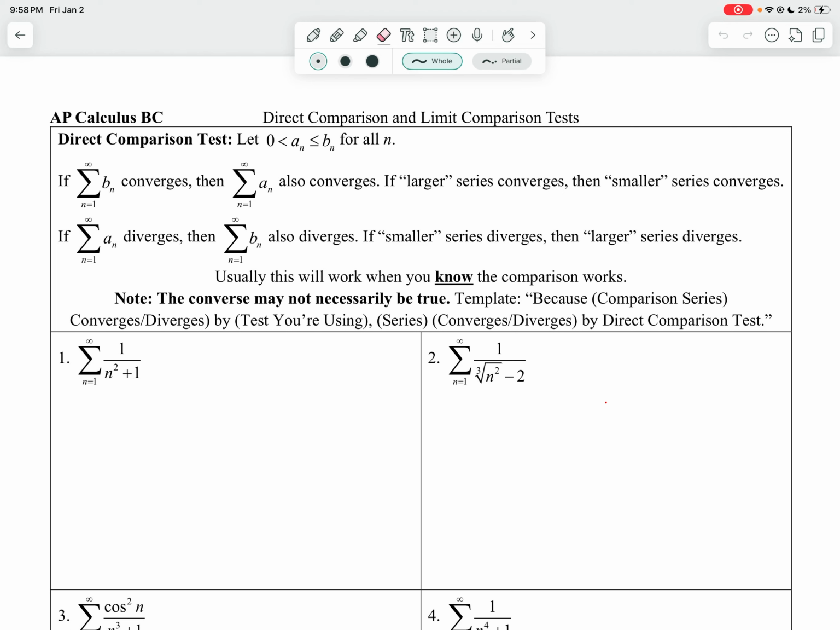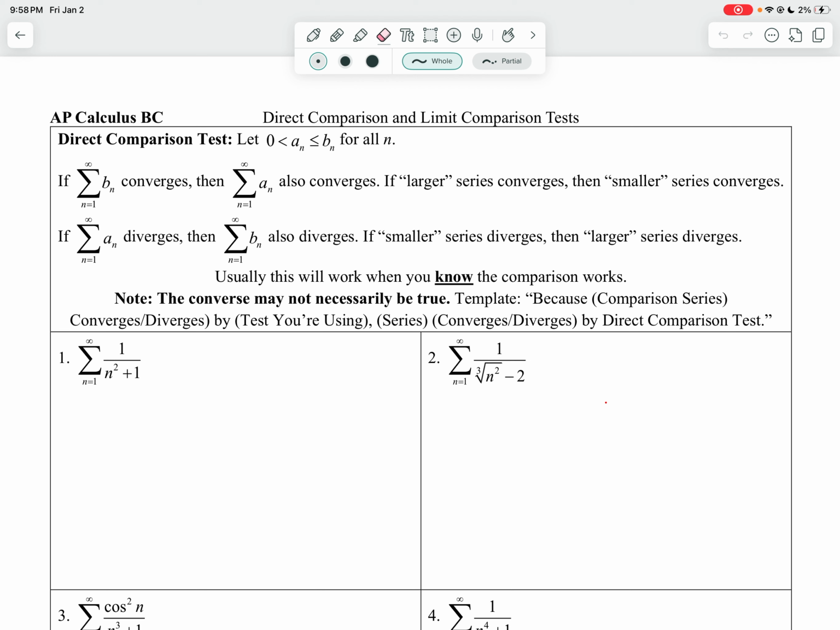Alrighty. I'm making a new video for direct comparison and limit comparison because apparently I have been feeding you guys false information over the past 2 years. So, in order for us to get fives, I need to make sure that I'm teaching you guys how to do the direct comparison and limit comparison correctly. Oh my Buddha.